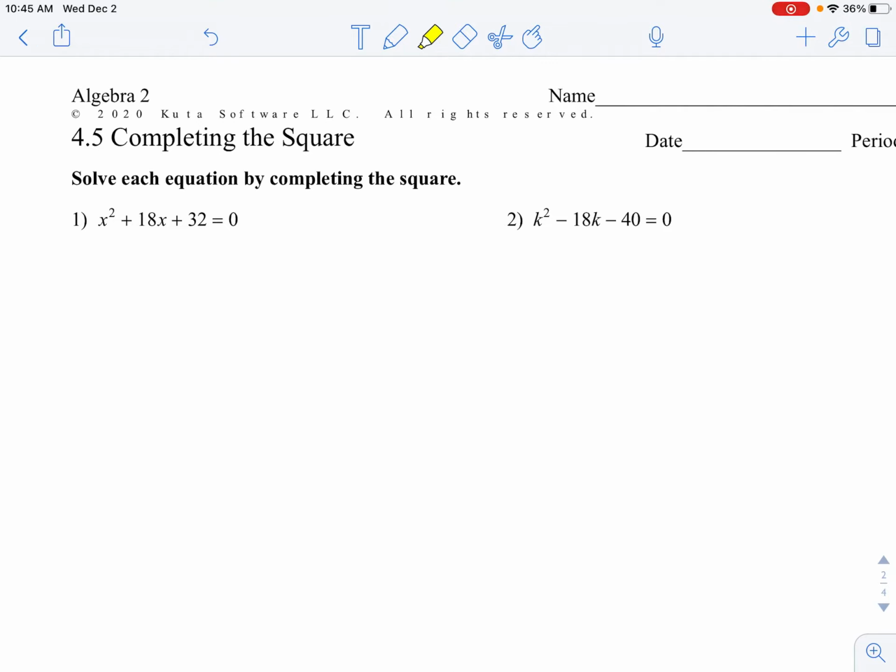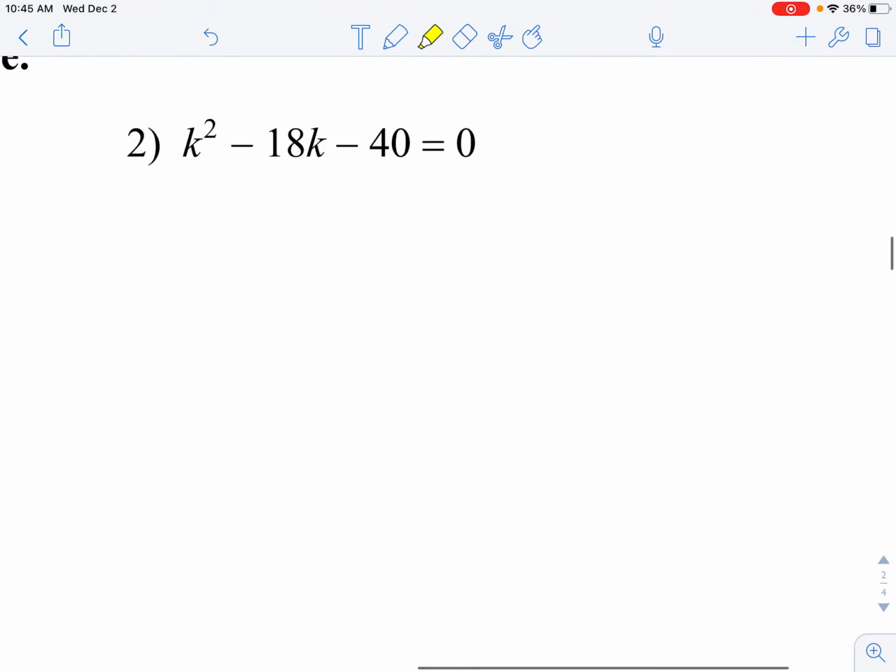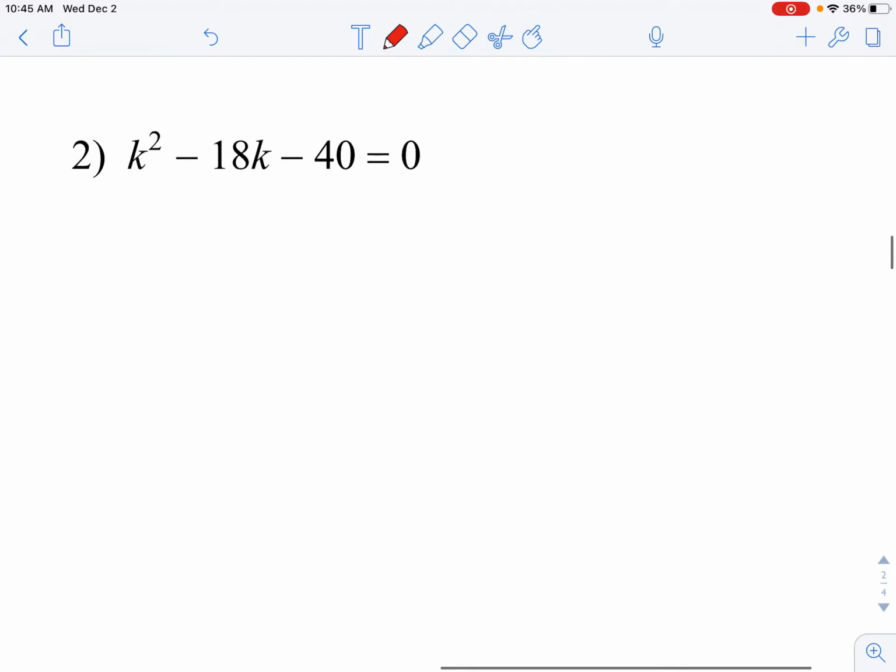I'm going to use my even problems as examples like usual and assign the odd ones. So number 2, we're supposed to solve this quadratic equation. Quadratic means it has x squared or k squared, whatever the variable is, it has a square in it. We're going to solve it using the completing the square process.